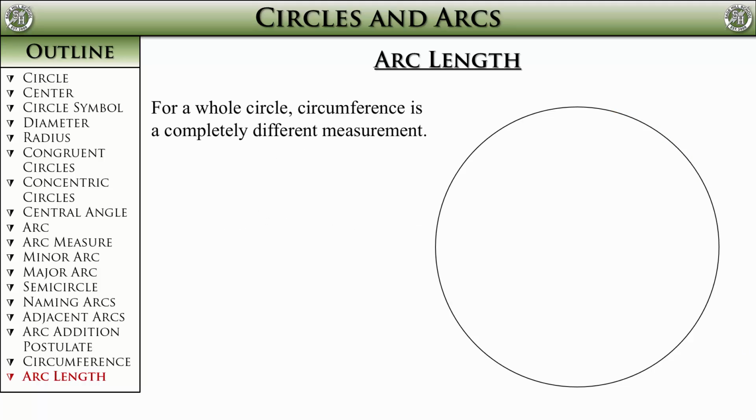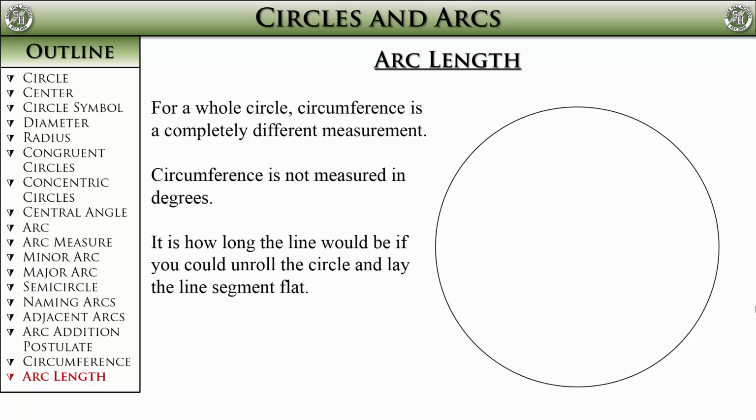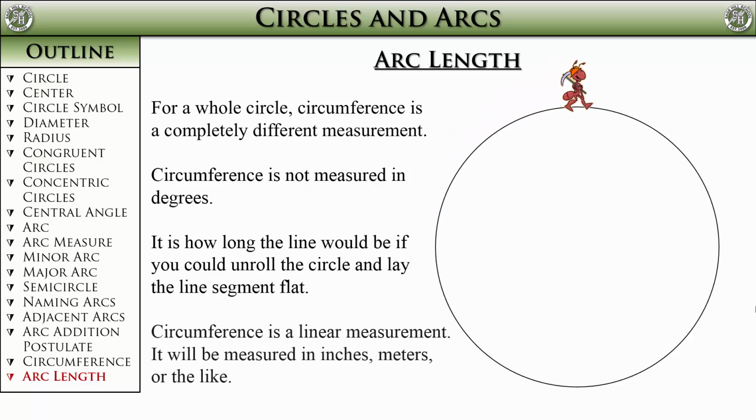For a whole circle, circumference is a completely different measurement. Circumference is not measured in degrees. It is how long the line would be if you could unroll the circle and lay the line segment flat. Let's say I had a cute little ant, and that's about as cute an ant as you'll find. If that ant wants to take a stroll around the circle, circumference is telling us how far that little guy had to walk to make it all the way around the circle. Circumference is a linear measurement. It will be measured in inches, meters, or the like. It's a completely different measurement for a circle compared to its measure.